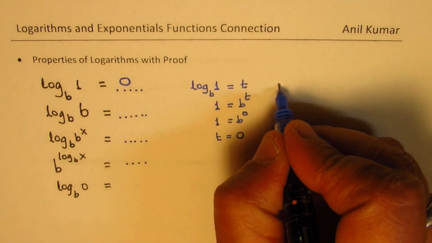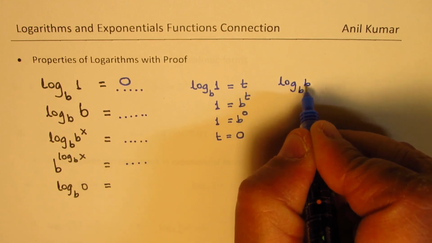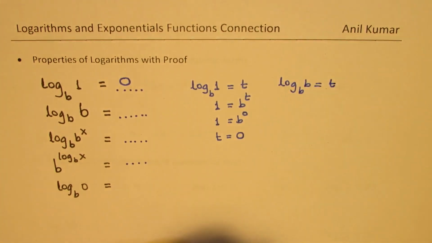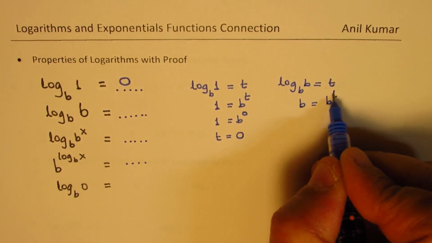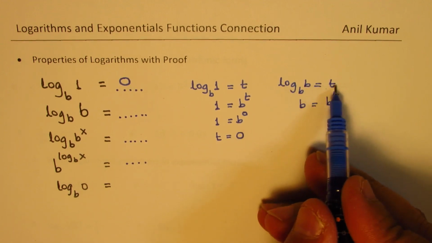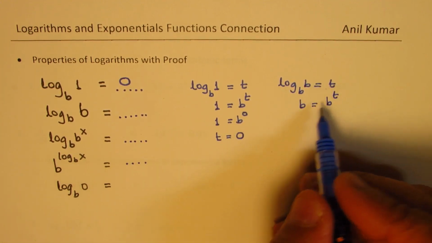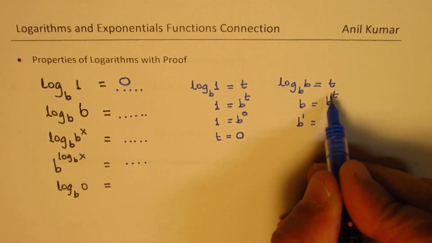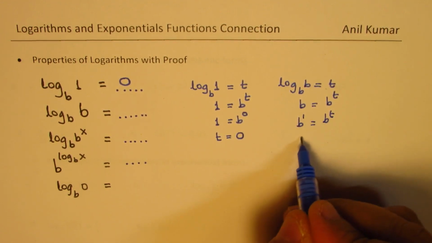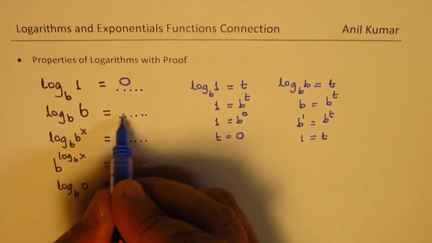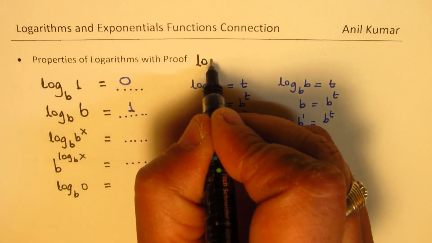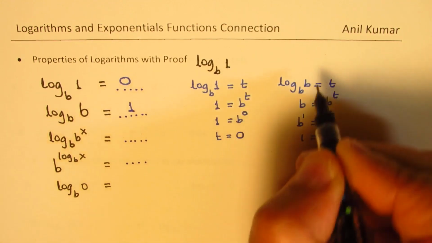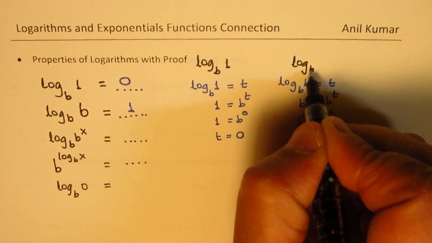Now the second one. Let's say we have log to the base b of b. We don't know what this is. Let it be t. We'll write this in exponential terms. We say b equals b to the power of t. So that is the exponential form of logarithms, correct? Now that is possible only by comparing the exponents. Strictly speaking, as you can see, t is equal to 1. So we can write this as 1. Is that clear to you? So see, we are providing you with the proof. The first one was for log to the base b of 1, and this one is for log to the base b of b.